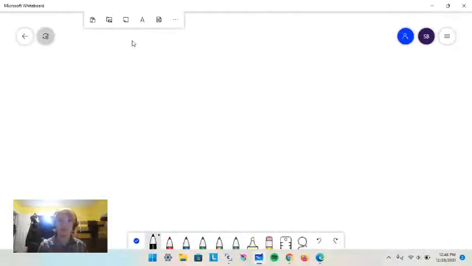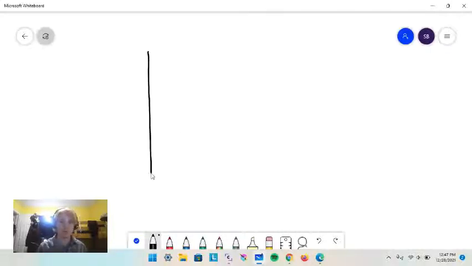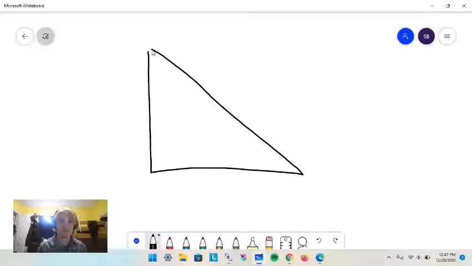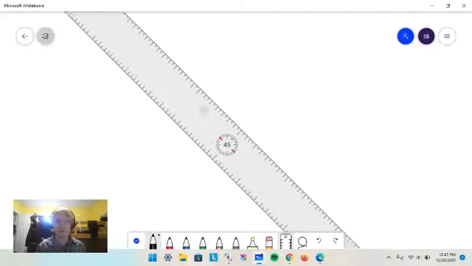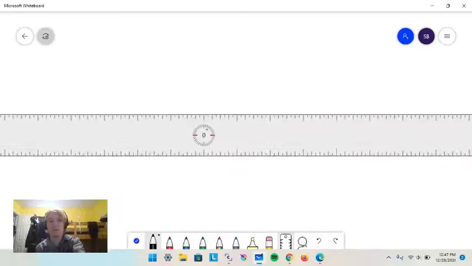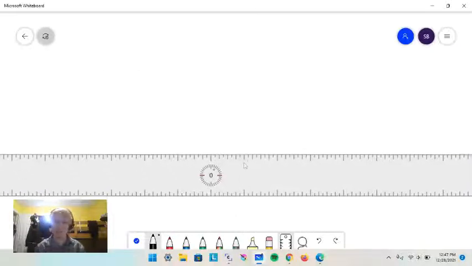Oopsies, pop, on right triangles. Very poorly drawn right triangles. You know what? Am I going to have to get the ruler out for this? I think I might. This is already going so badly.